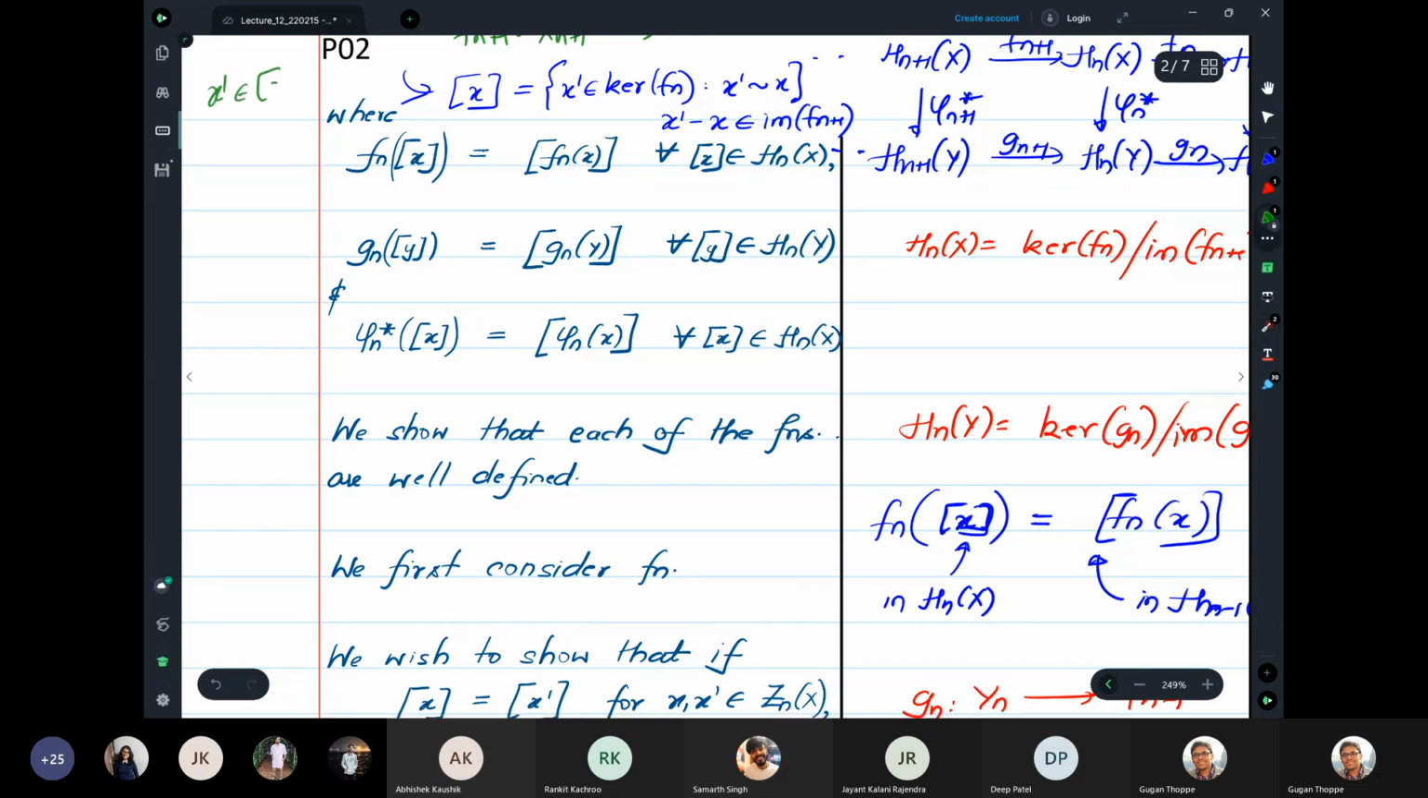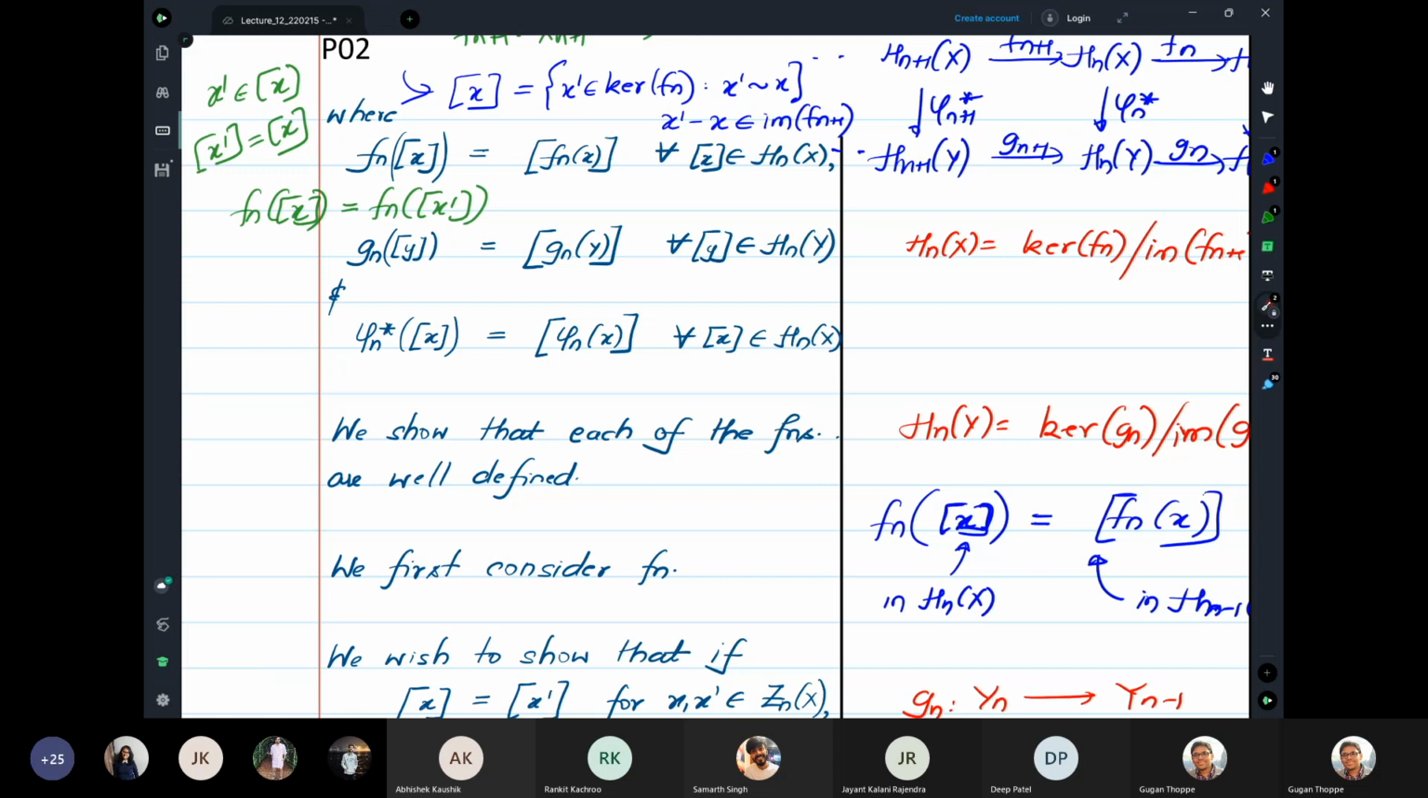if x prime was an element in x, then the equivalence class of x prime will also be x, in which case if I apply fn to this square bracket x and if I apply fn to this square bracket x prime, I hope you agree that the output should be one and the same. This is what would make this definition well defined. Whenever a function is defined over such a set, we have to make sure that if the definition appears to depend on the representative, then if we change the representative, the output that we would obtain will continue to be the same. So that is what we need to verify.